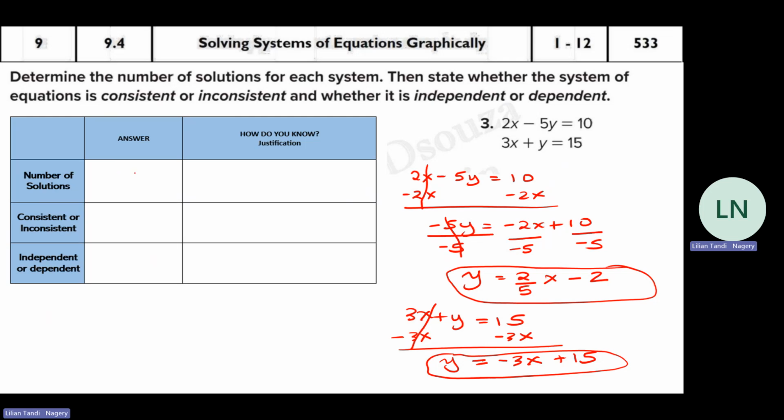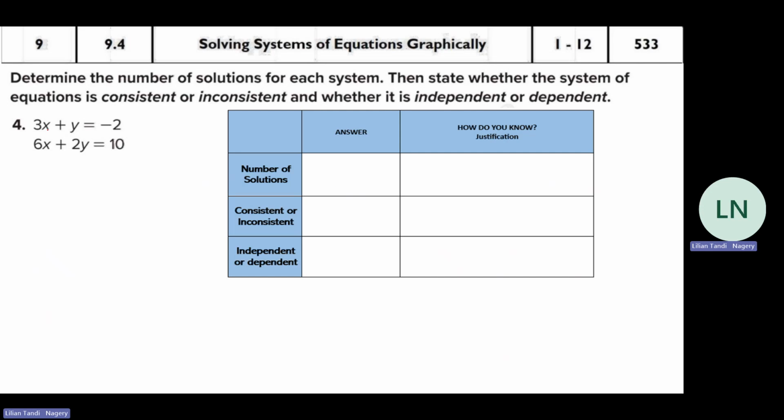So this equation and this equation, the slopes are different, the y-intercepts are different. So that means the number of solutions is 1. And because I have a solution, I will write here consistent. And because you have one solution, you are independent. Okay? All right. Let's move on. Let's check this one here.